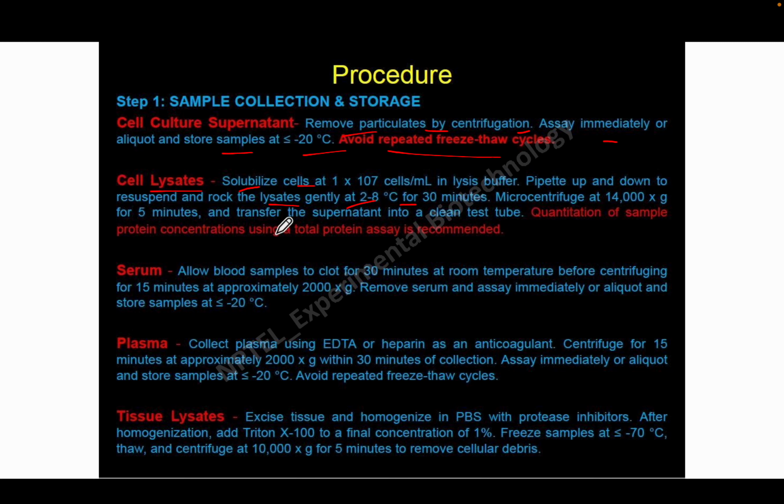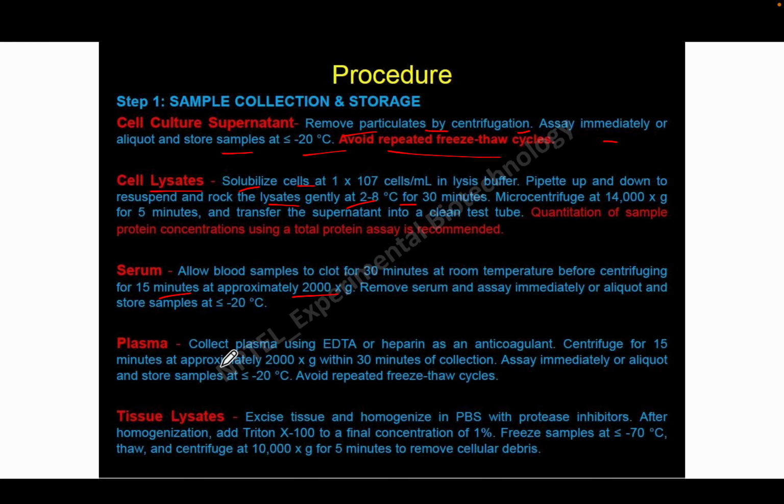Quantification of sample protein concentration using a total protein assay is recommended. Serum: allow the blood sample to clot for 30 minutes at room temperature before centrifuging for 15 minutes at approximately 2000 G. Remove serum and assay immediately, or aliquot and store samples at -20 degrees.